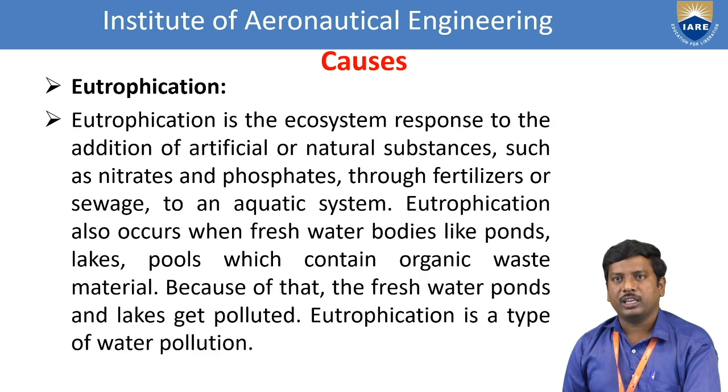Now we discuss eutrophication. Eutrophication is the ecosystem response to the addition of artificial or natural substances such as nitrates and phosphates, through fertilizers or sewage, to an aquatic system. Eutrophication also occurs when freshwater bodies like ponds, lakes, and pools contain organic waste material. Because of that, the freshwater ponds and lakes get polluted. Eutrophication is a type of water pollution.